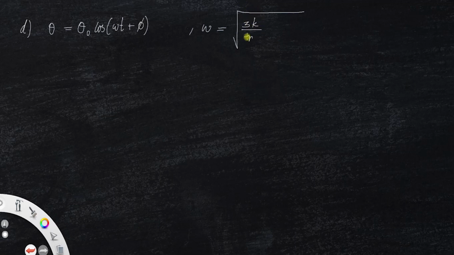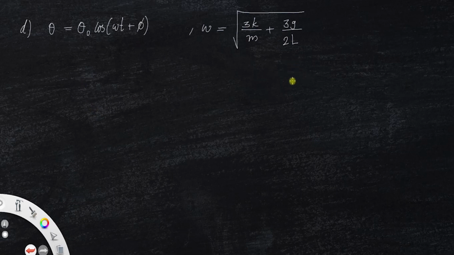Now there is one more question. I didn't write it on the thumbnail. The question is like this. We have the angular displacement at any instant equal to θ0, where θ0 is the maximum displacement, times cos(ωt plus φ). Also ω, we already found out, is equal to root of 3k/M plus 3g/2L.